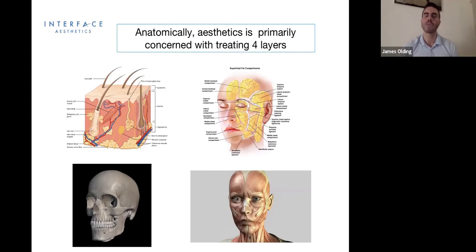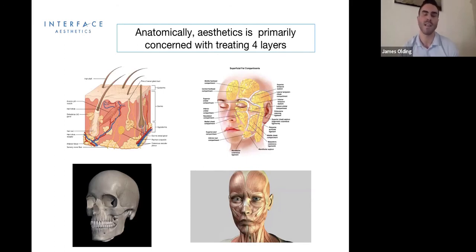Next, it's important to think about the fat in the face. So that's the subcutaneous fat that exists mainly in defined compartments. And importantly, the fat in the face exists in a deep layer and a superficial layer, and it very often sandwiches muscles in between those.